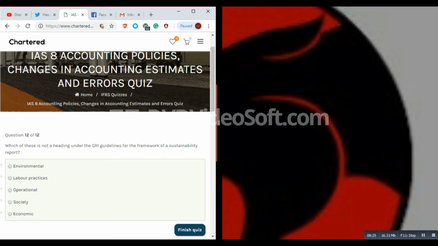Which of these is not a heading under the GRI guidelines for the framework of a sustainability report? Environmental, human rights, labor practices, society, product, economic are the headings under the GRI guidelines, not the operational one. So the third option is not a heading under the GRI guidelines. The third option is the correct answer.